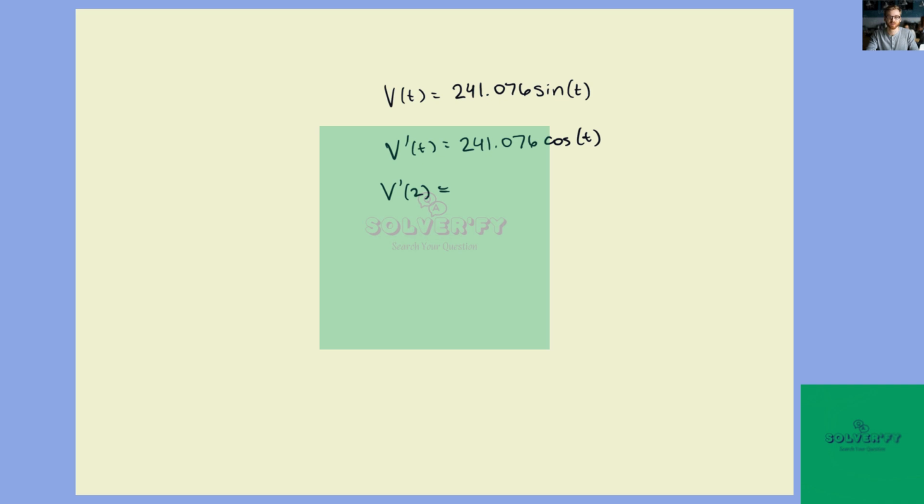Replacing t with 2, we get a negative 100.32. And we want to make sure that our function is in radians and not degrees.